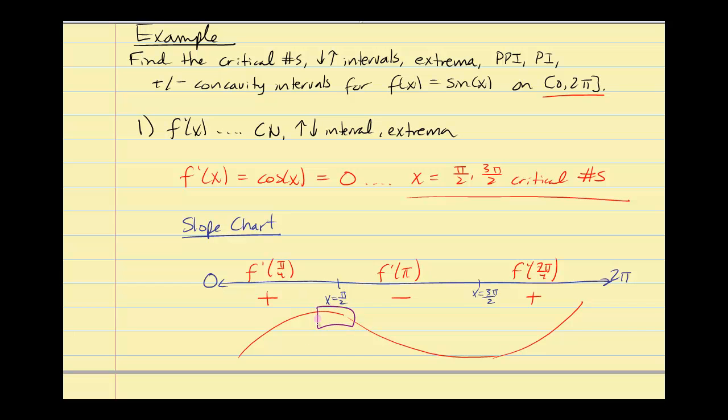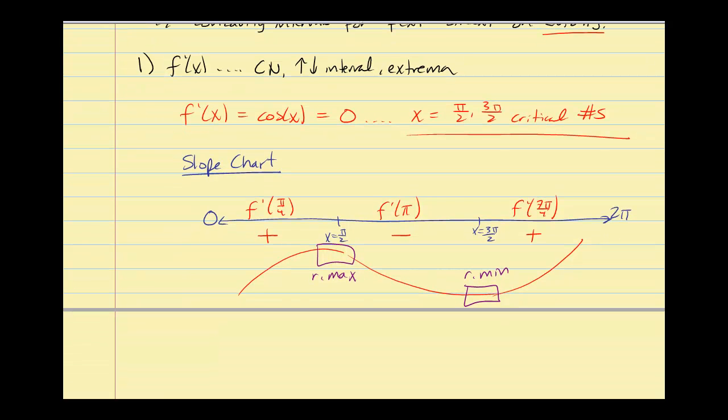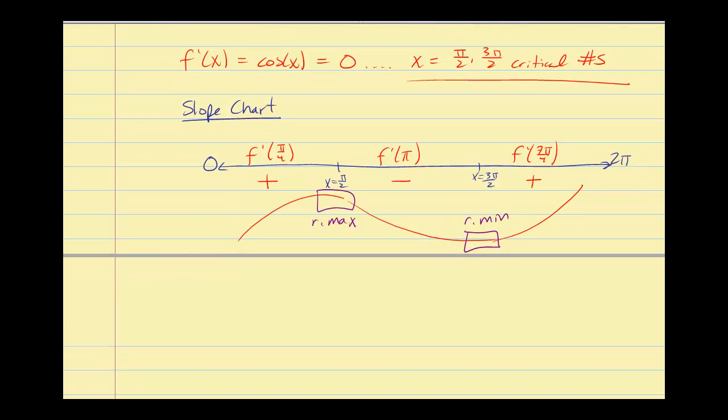So I have a relative max and I have a relative min. And I also have intervals where I'm increasing and decreasing. So to summarize, my relative max is at pi over 2 and my relative min is at 3 pi over 2.